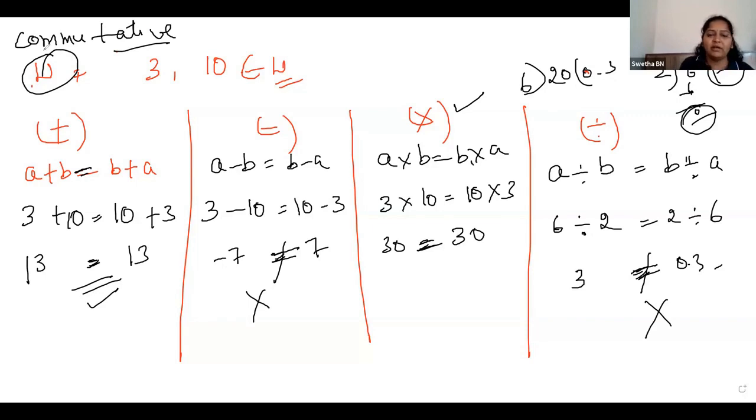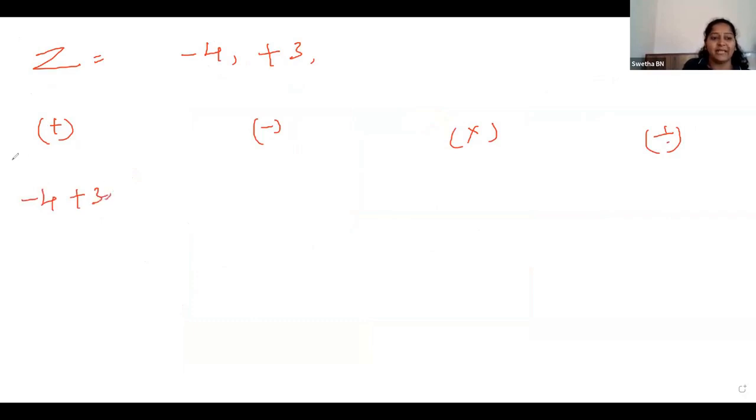Next, I will take integers, children. I will take -4 and +3. So what should we do? Plus, minus, multiplication, division. So tell the answer quickly, let's add. So that is A plus B is equal to the same rule. We are taking different sets. We are taking different set types and checking. Now we have taken integers.